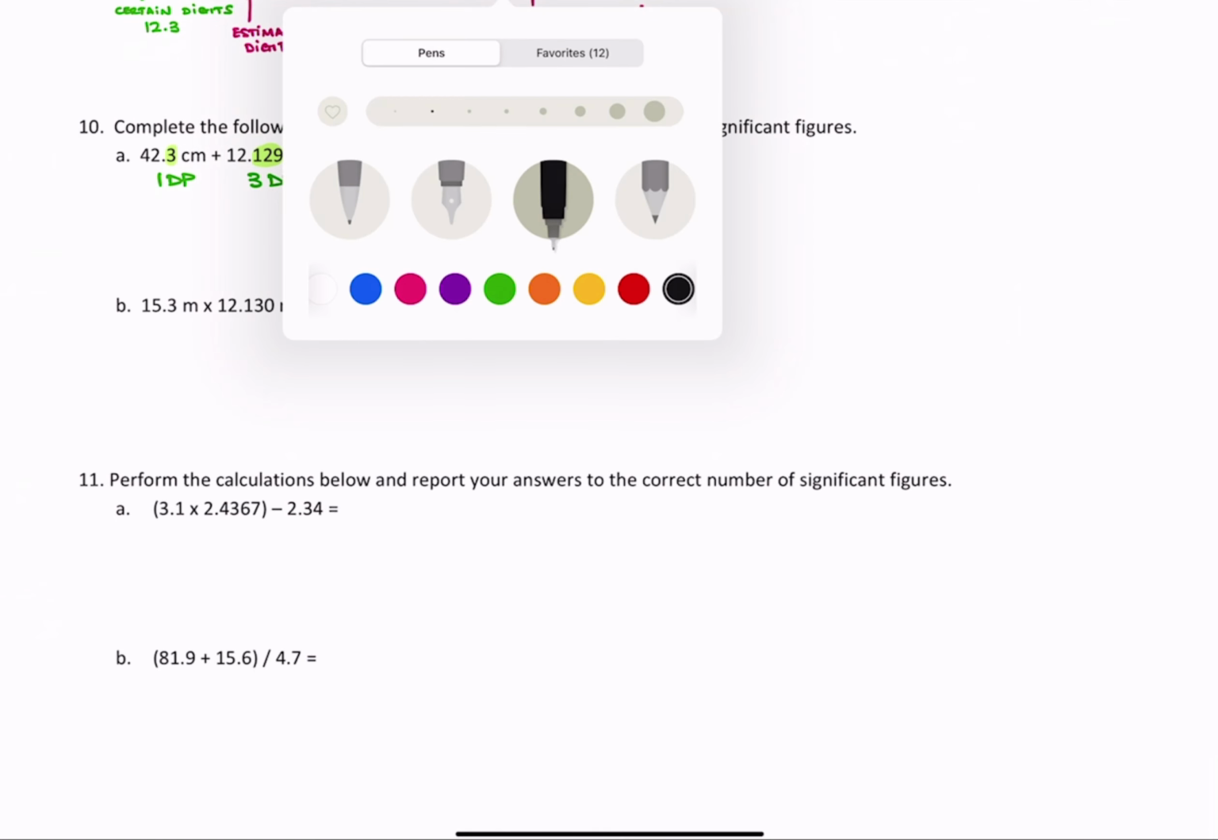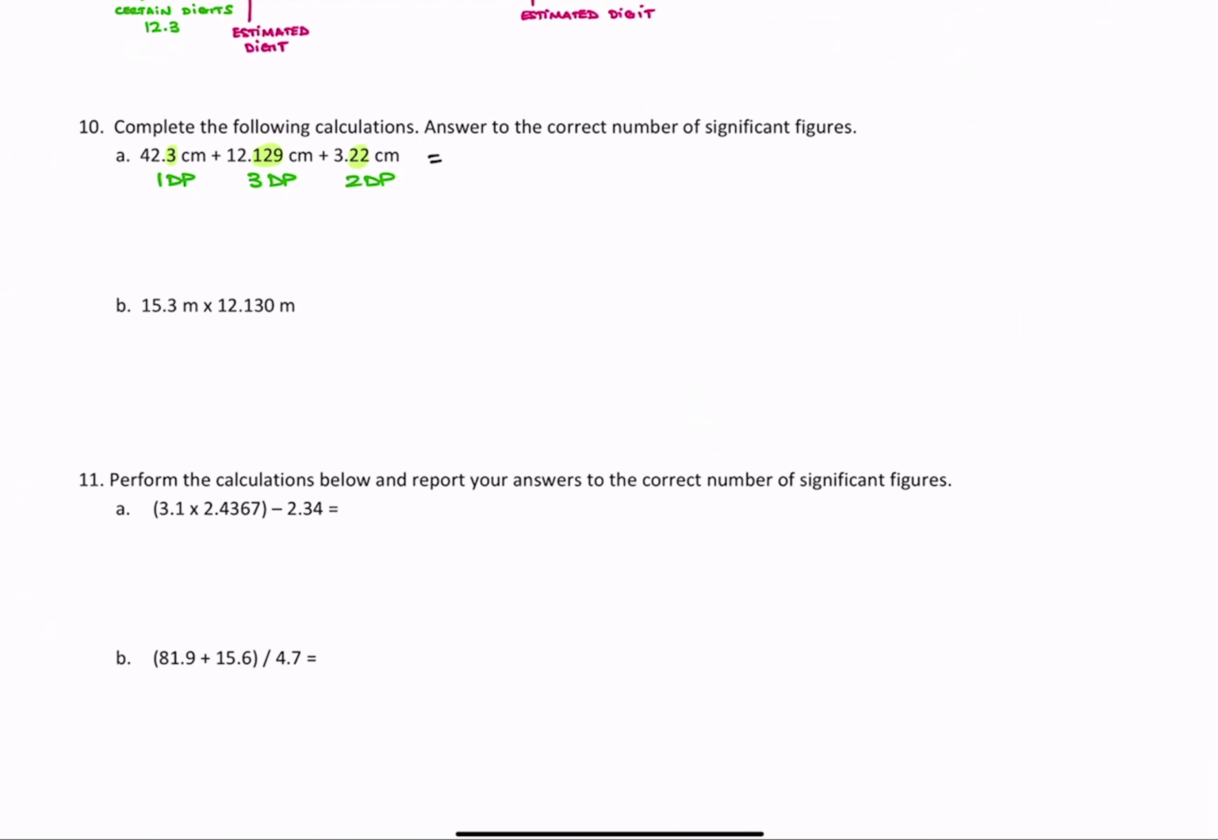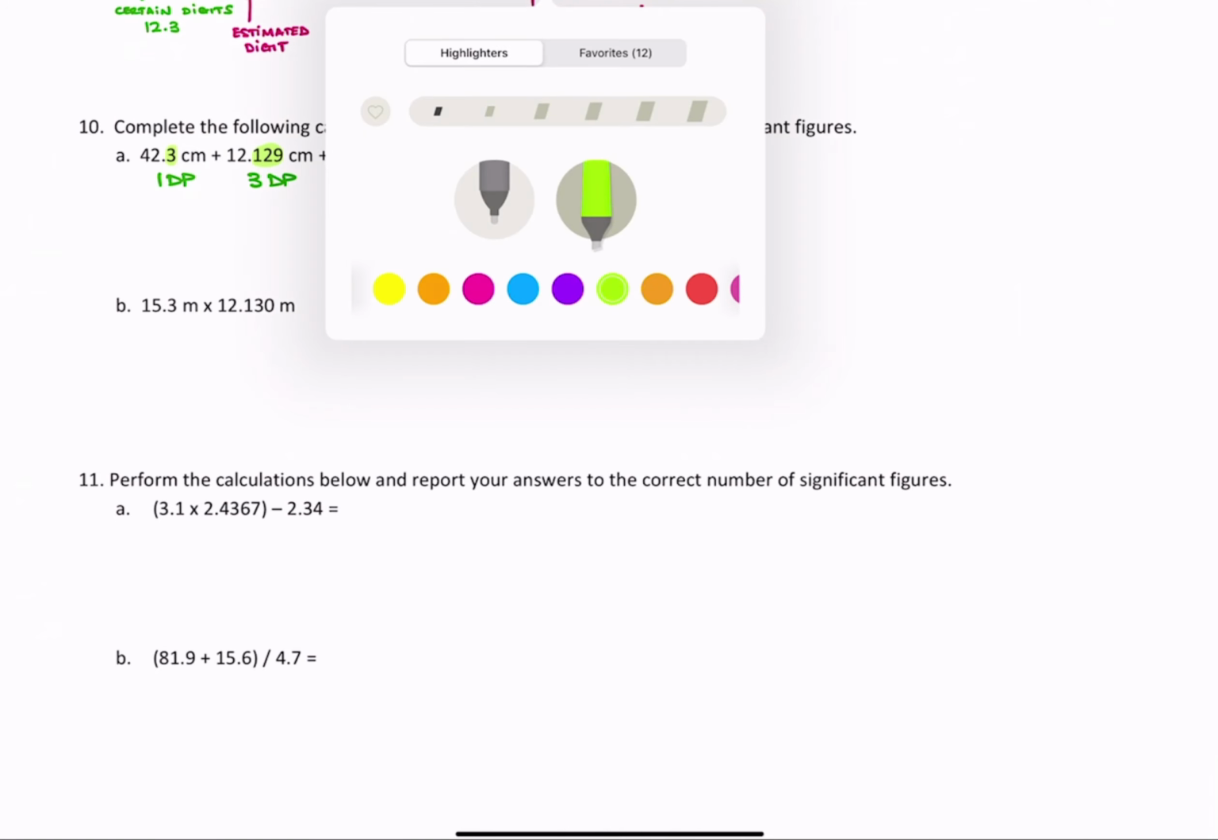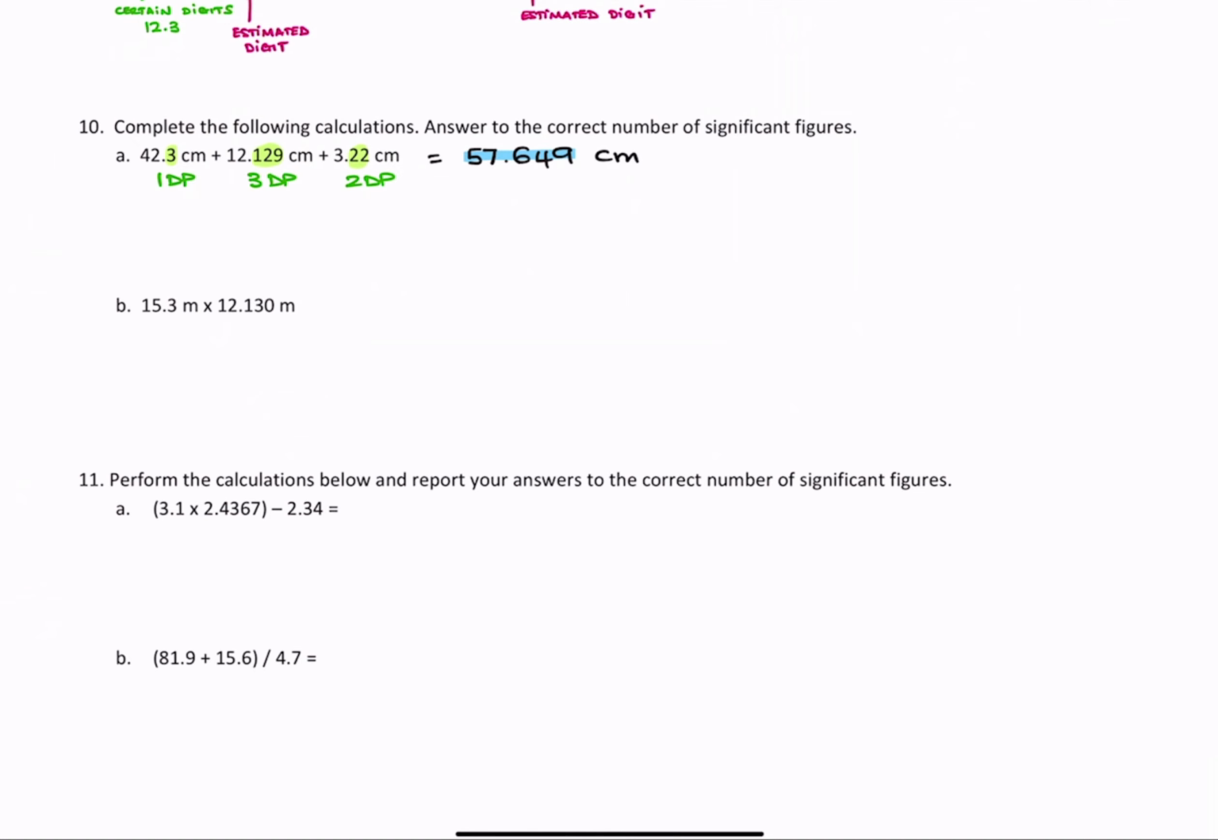So what we're going to do first is type this on our calculator. When you type this, the calculator gives you 57.649 centimeters. Don't forget your units. Again, this number comes just from the calculator.